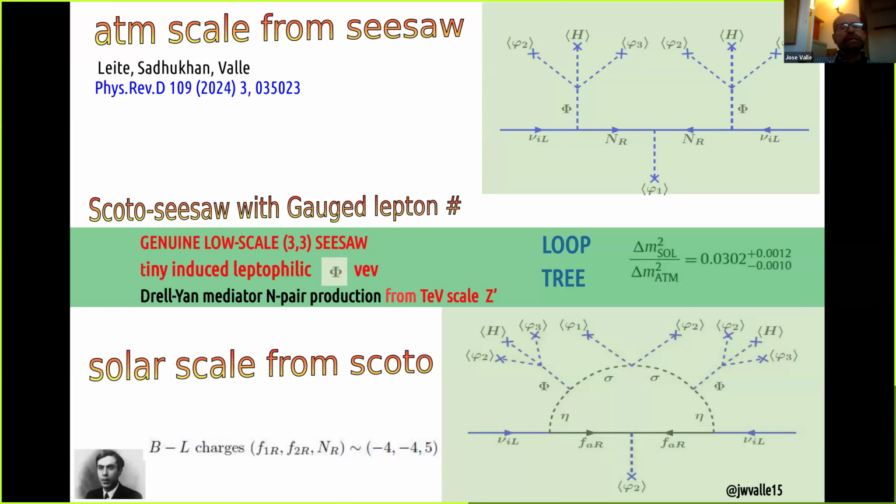What is nice about this picture is that it is a 3,3 seesaw, but it is genuinely low scale without having to go to 3,6. And the reason that works is that the VEV of this guy here, this capital phi, is an induced VEV. So it is suppressed. So much so that the heavy neutrino, the mediator of neutrino mass generation, can be accessible to colliders and can be produced by the associated Z prime, which could lie also at the TeV scale. So one has Drell-Yan production of the neutrino mass fermionic mediator particle, and that is perfectly consistent because, as I said, this VEV of this capital phi is an induced vacuum expectation value.